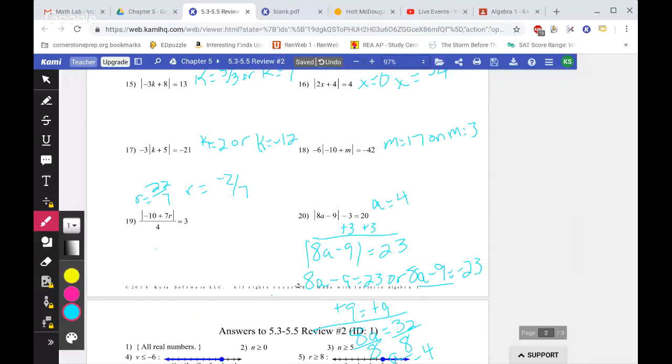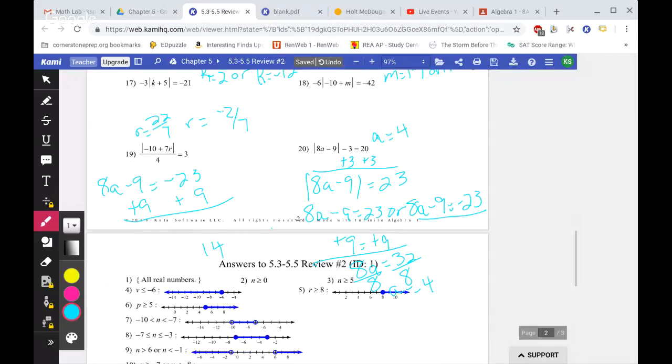And then I'm going to do this one over here. 8a minus 9 equals negative 23. Add 9. And that's going to give me negative 14. Divide both sides by 8.